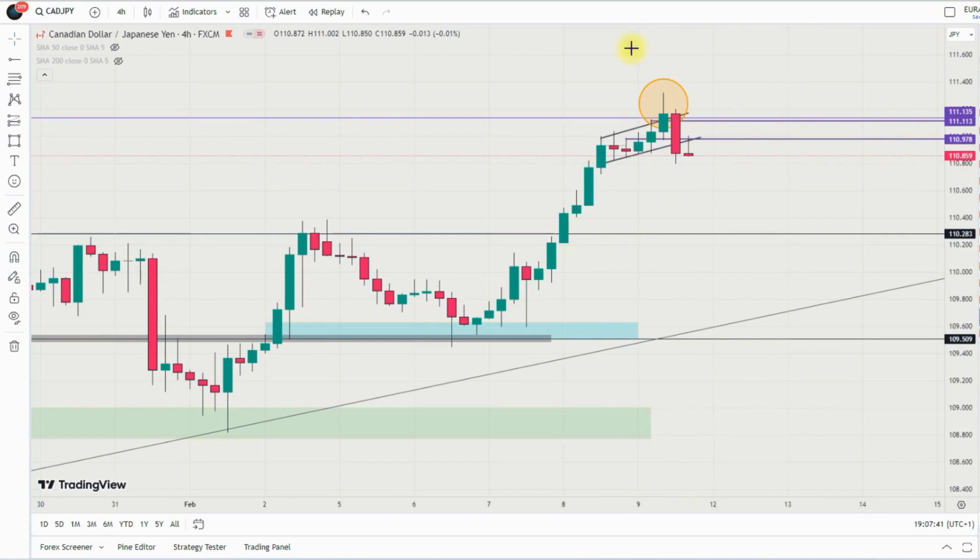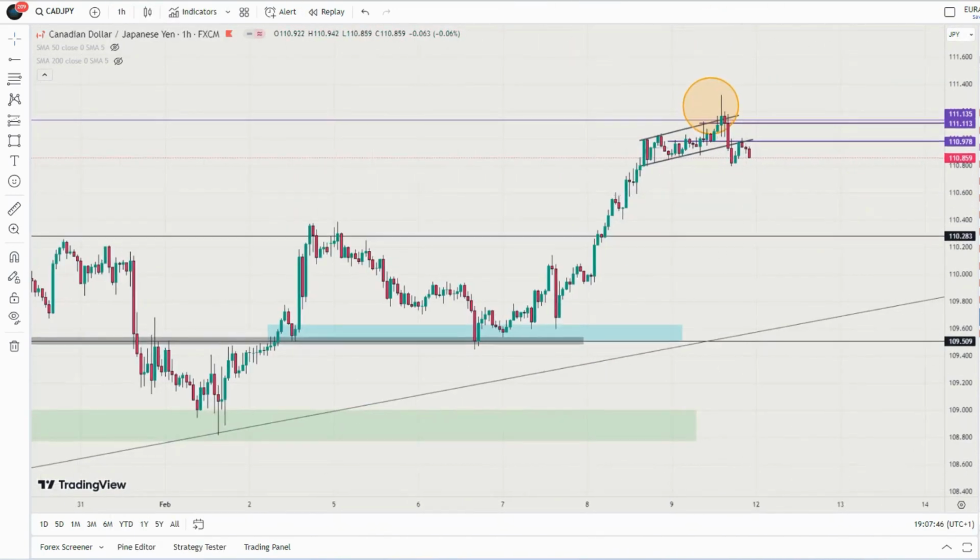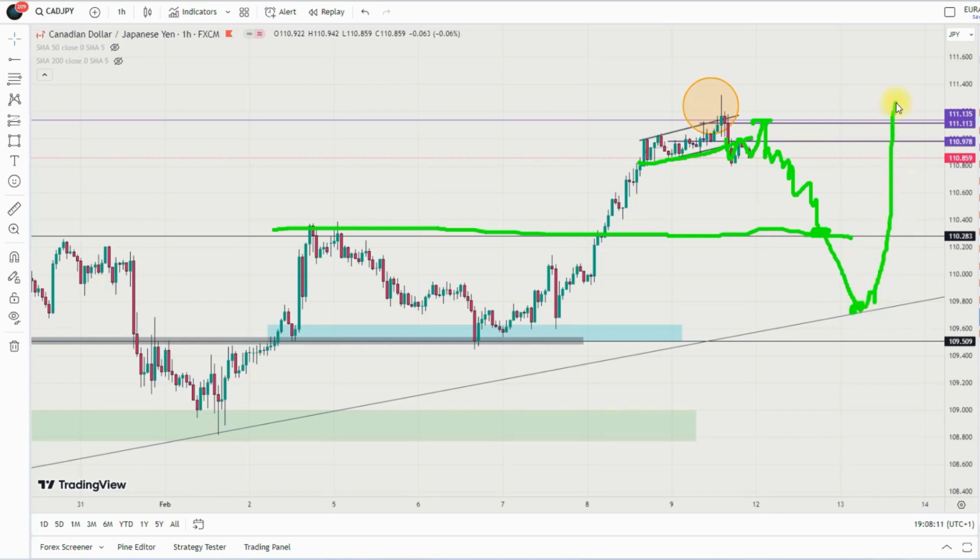So I'm looking for a sell bias on Canadian dollar JPY because we have a breakout of this level, a retest, and then probably price might come here to retest this level again, and then we'll start seeing it drop back to this support level of 110.283. And if this level breaks, we should be looking for our bias at 109.509 to the upside.